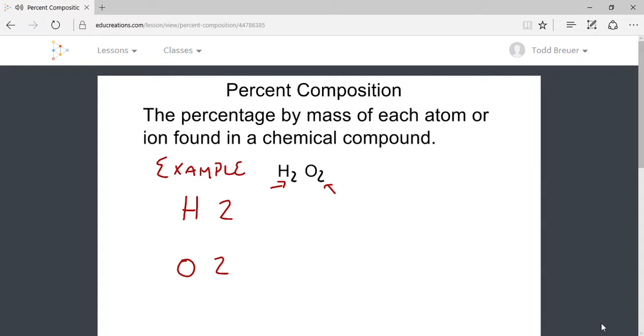Then we would look at the periodic table to find the atomic mass of each element. I like to use the exact number from the periodic table to get more accurate results. Looking up hydrogen, we see it has a mass of 1.01, oxygen a mass of 16. Then we have to account for the fact that there are more than one of each atom, so we multiply the number of atoms by the atomic mass for each.